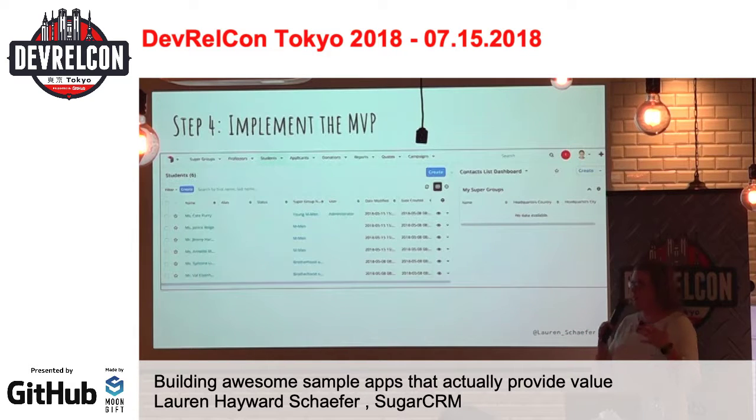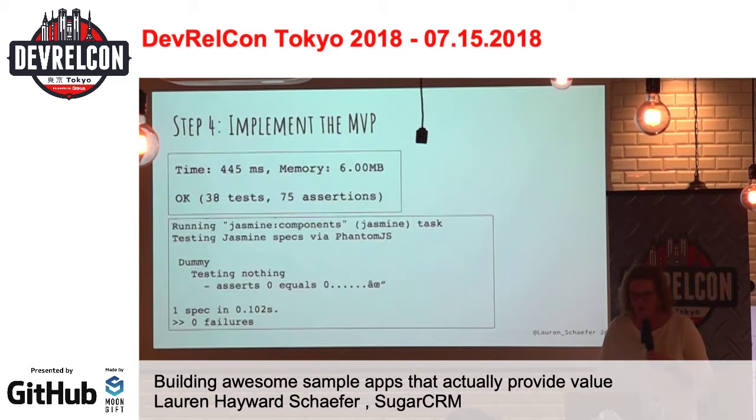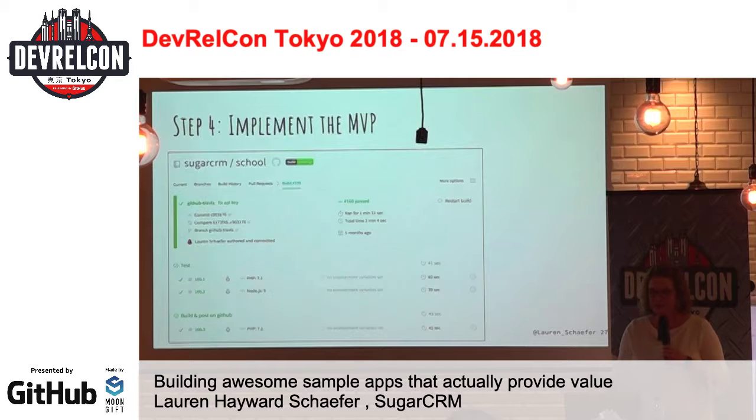So once we had all this lined up, it was time to actually do the work, right? Implement our MVP. So I'll show you what we created. If you're not familiar with Sugar, you're probably like, well, this looks normal, but it's actually a customized version of Sugar. If you look up on the top nav bar, we've got things like supergroups, professors, students, applicants. Those are all customized. We've got some custom sample data here that relates to our superhero theme. We did some very light testing using PHP Unit and Jasmine to get our infrastructure set up. We have a very simple DevOps pipeline using Travis CI.